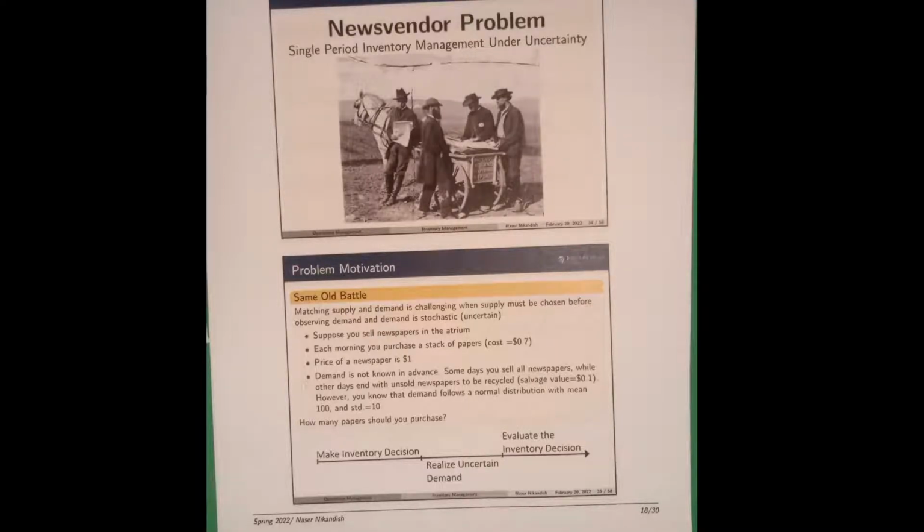You have to make an inventory decision. If you are selling newspapers in the atrium, second floor lobby, you have to buy newspapers somewhere. You are going to make inventory decisions. How many you are going to buy, we don't know, because you don't know how many you are going to sell, right? And then you are going to realize uncertain demand. Once you make the inventory decision, that time frame is very critical. You have to make the inventory decision before realizing uncertain demand. Is that realistic? In a lot of practical situations, that's exactly what happens, right? And then, and only then, you will have the luxury of evaluating inventory decisions, all right?